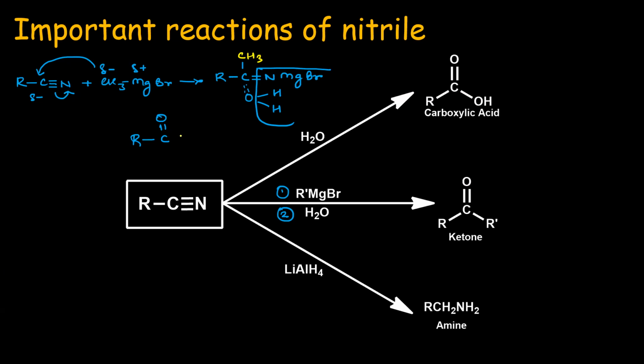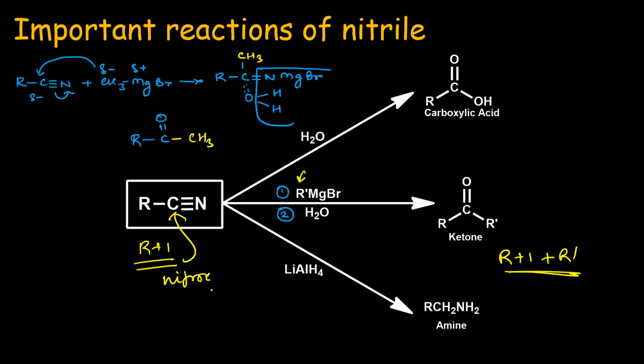Please see the importance of Grignard reagent. This CH3 is coming from what? From the Grignard reagent. So here we have R plus 1 carbon atom. Here we have R plus 1 plus R dash carbon atom. So whatever is present in the Grignard reagent, it will be added on that carbon atom which has nitrogen. So this is very important.